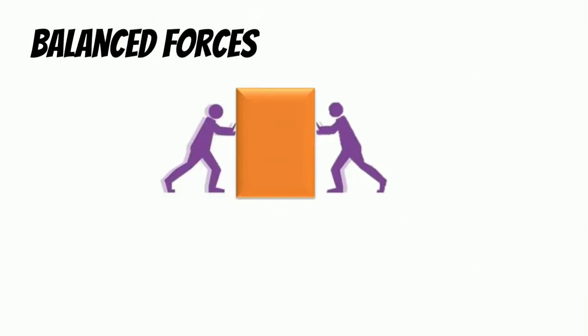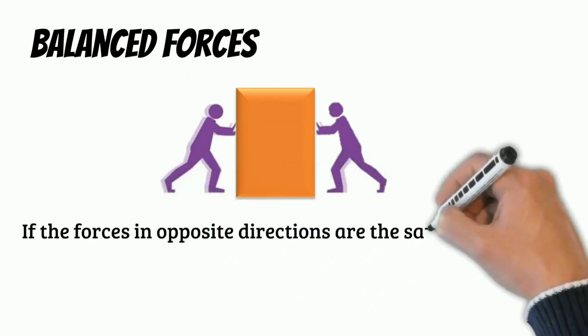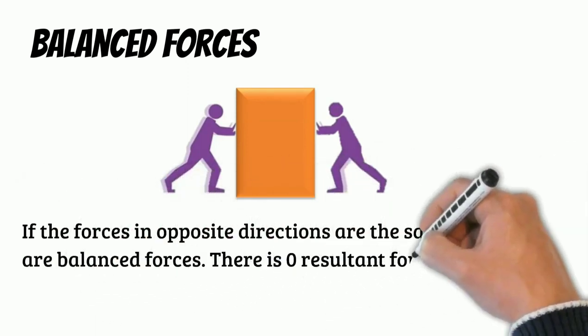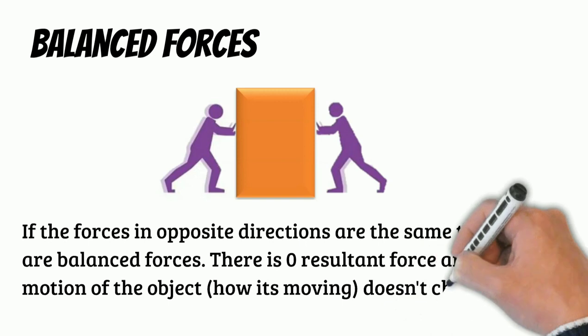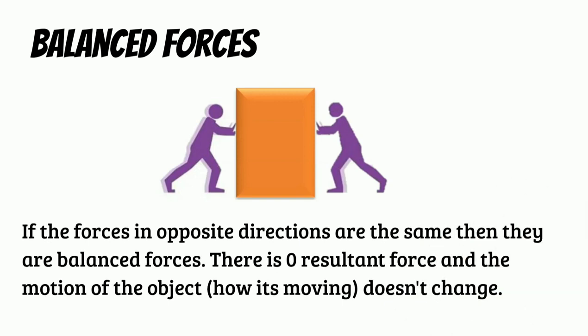Balanced forces. First, let's see an example. The man on the left is pushing a box with 10 newtons. The man on the right is also pushing the box with 10 newtons. The box would remain stationary, so the object doesn't move. If the forces in opposite directions are the same, then they are balanced forces. There is zero resultant force and the motion of the object, so how it's moving, doesn't change.